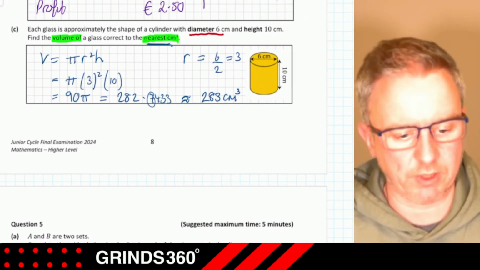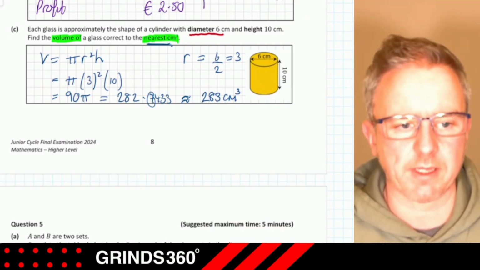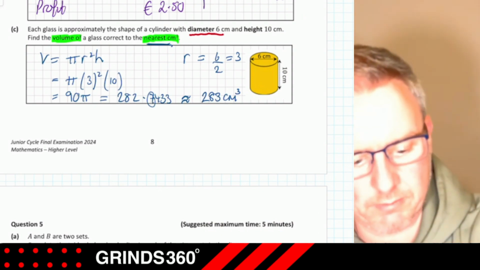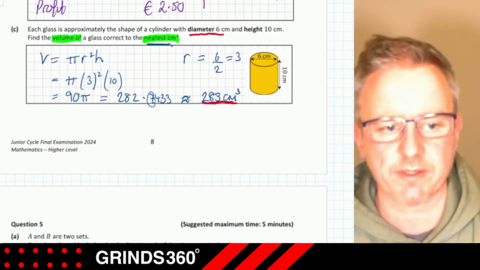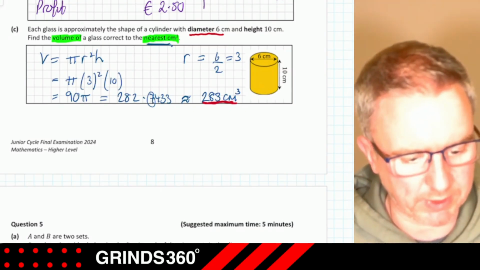the nearest centimetre cubed. Now, just a little tip, don't highlight your answers with a highlighter on the day because it can affect the scanning of it. If you want to make sure your examiner knows what you've done, absolutely underline it or put a box around it if you want to, but avoid actually highlighting it. Just a little tip there.